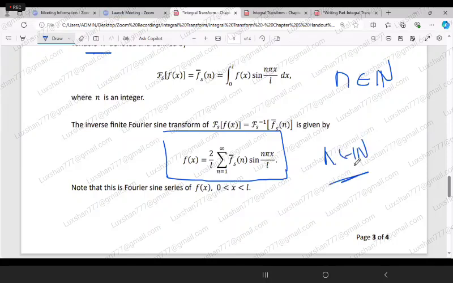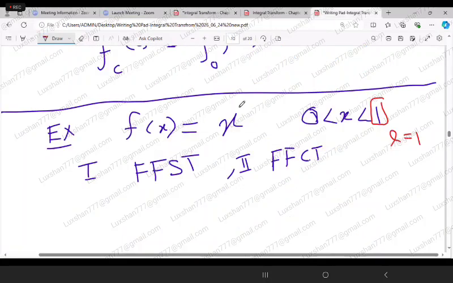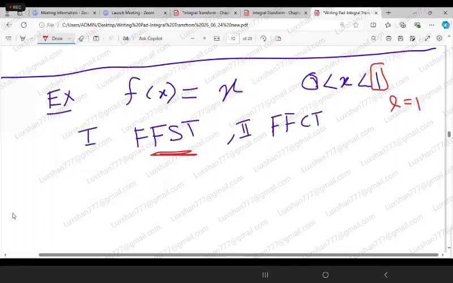It's a finite one. It's a discrete one. Therefore, we are having n belongs to natural number, right? So these are the definitions. Now we will work out this problem. First, we will work out the finite Fourier sine transform.